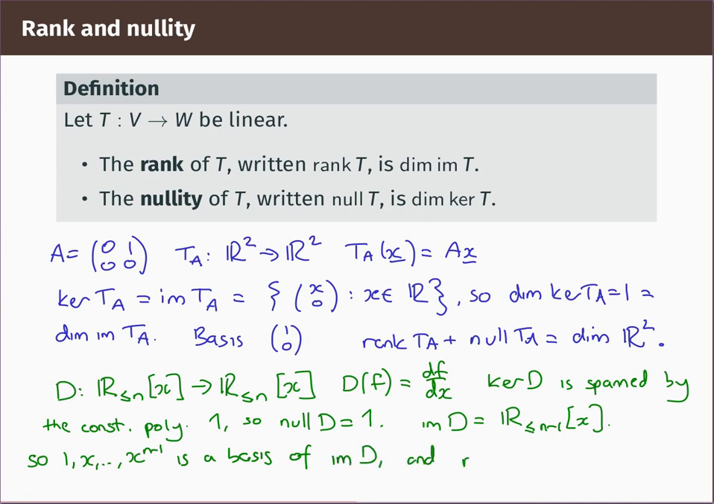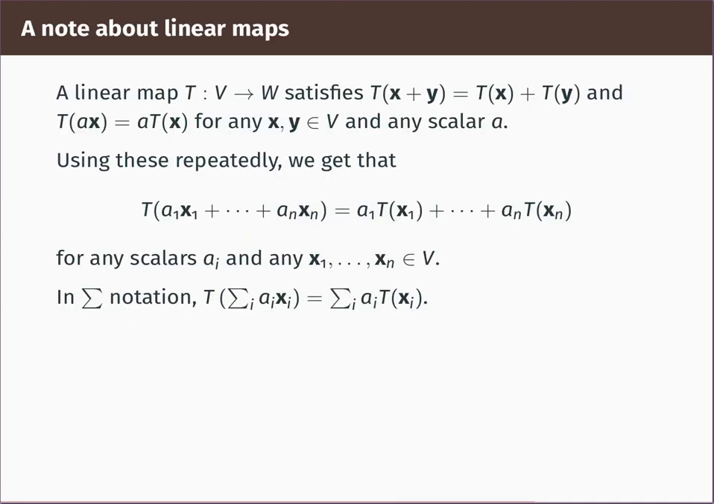And that means the rank of D is n. And again, in this case, if you add the rank of D, which is n, to the nullity of D, which is 1, then you get the dimension of the domain of D, n plus 1. We're going to see that the rank nullity theorem guarantees that always happens.